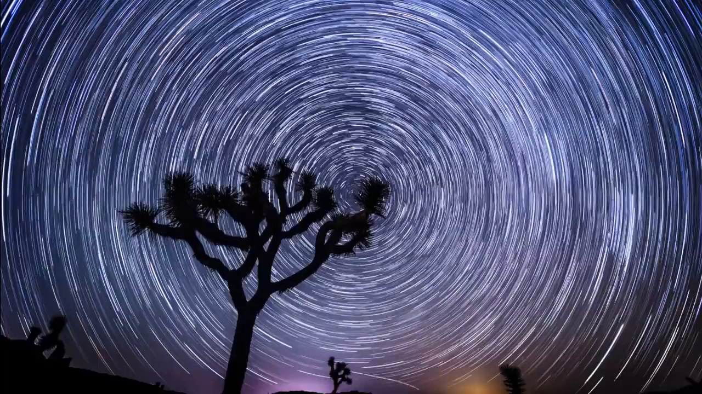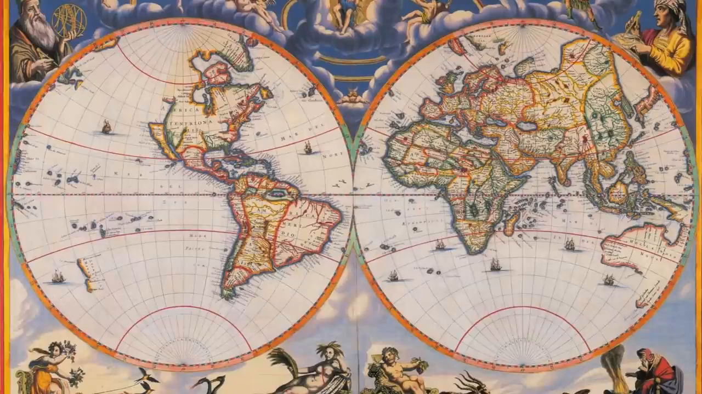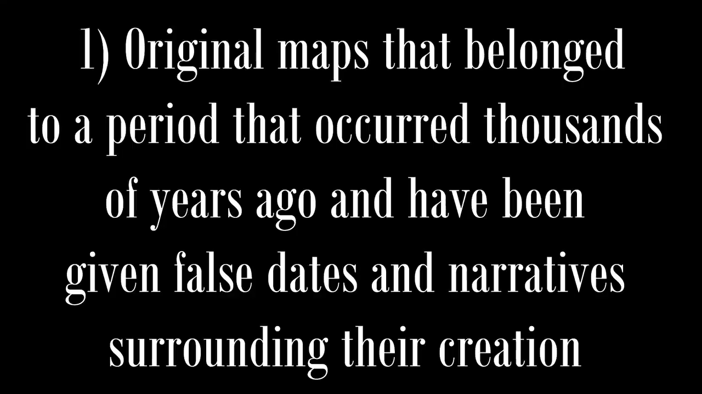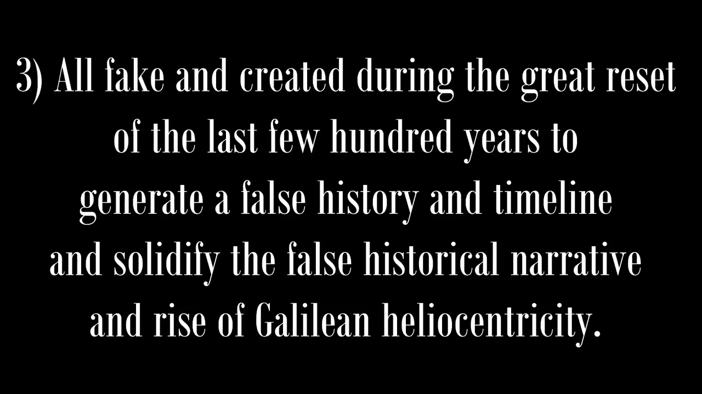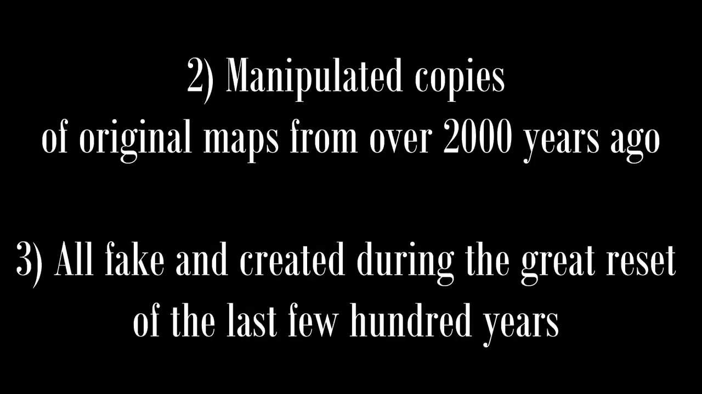This brilliant lady's flat fact leaves us with the following conclusions. The maps, all of them, Mercator and so on, are either: 1. Original maps that belong to a period that occurred thousands of years ago and have been given false dates and narratives surrounding their creation. 2. Manipulated copies and versions of original maps that were created over 2,160 years ago. Or 3. They are all fake and created during the Great Reset of the last few hundred years to generate a false history and timeline and solidify the false historical narrative and the rise of Galilean heliocentricity. Out of all of these options, the second and the third are most likely.